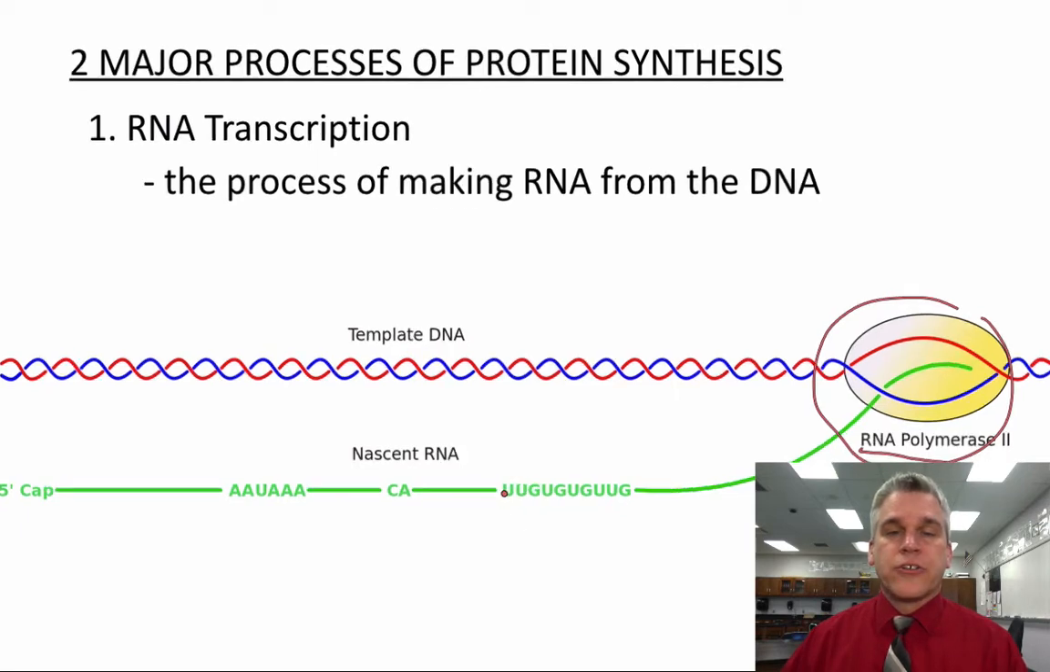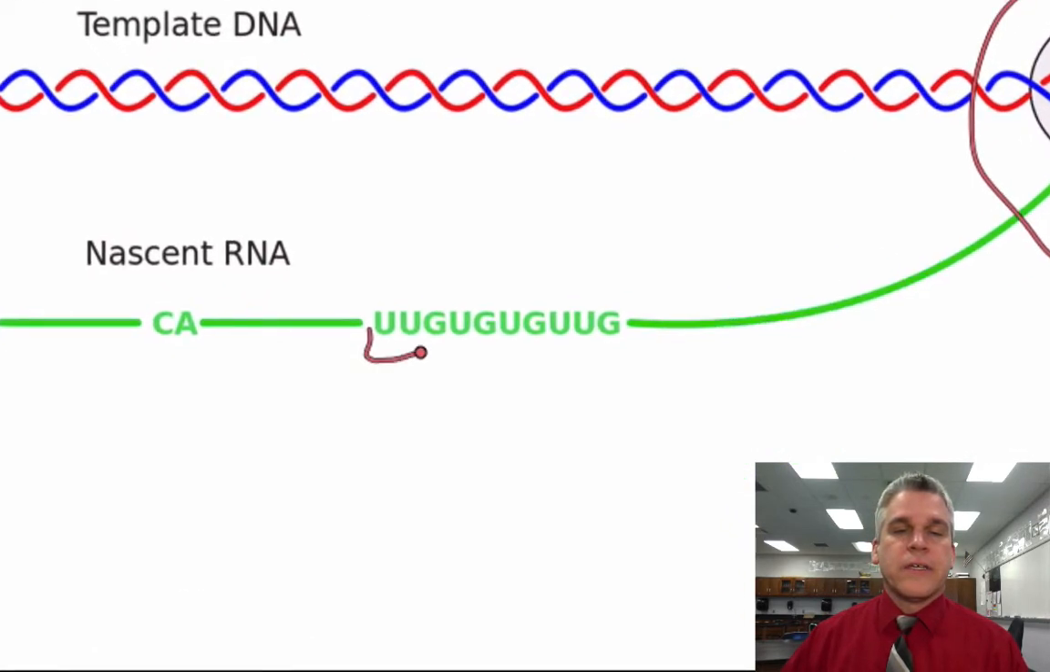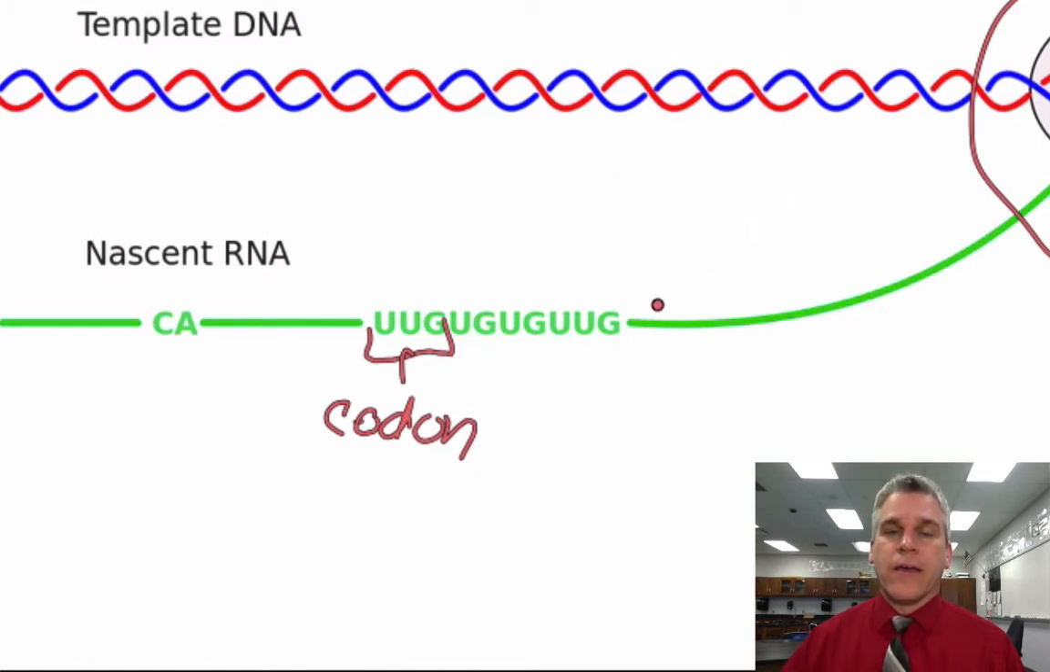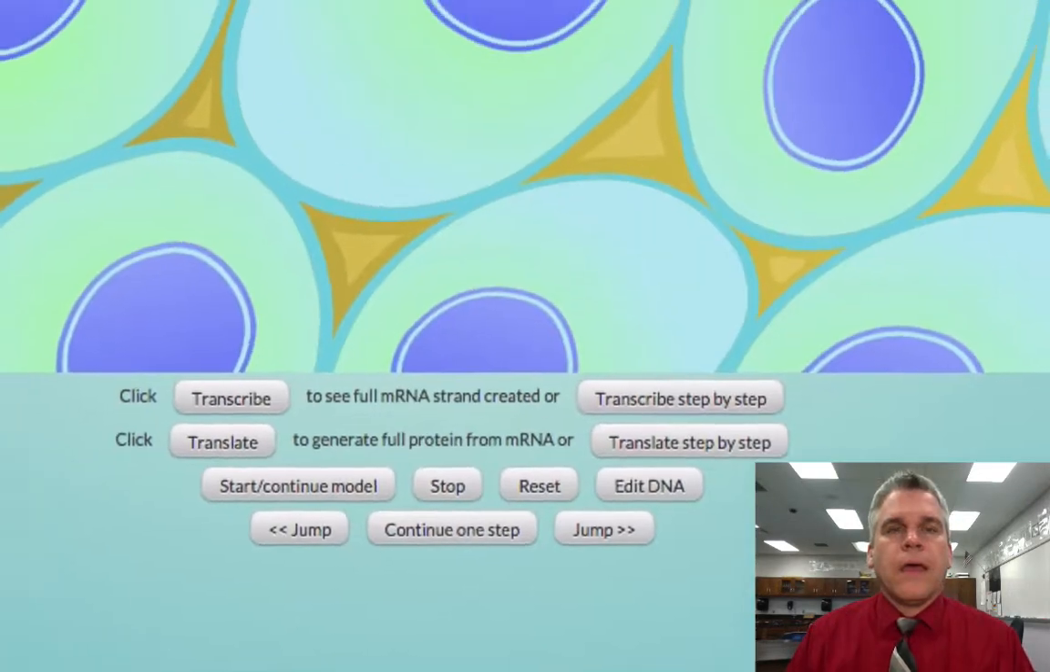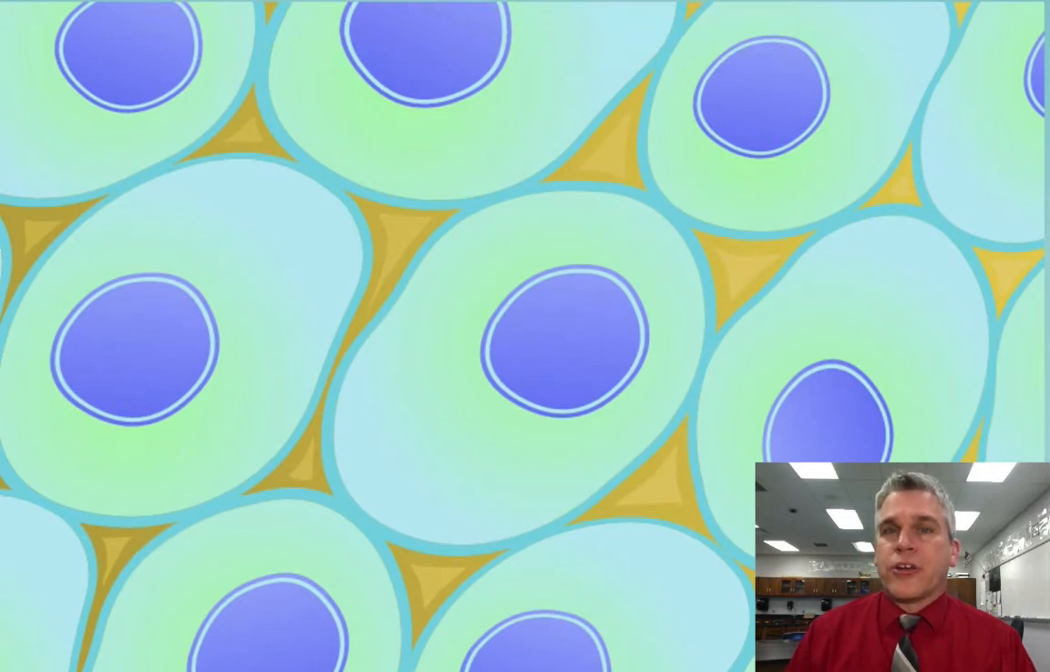Now on the messenger RNA, there's a series of 3 nucleotides that we're going to refer to as a codon. Remember, there was an anticodon on the transfer RNA. On the messenger RNA, we have codons. Let's take a look at how this process occurs.